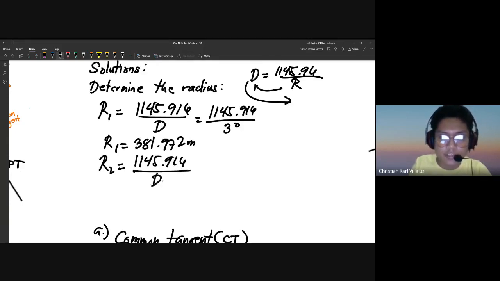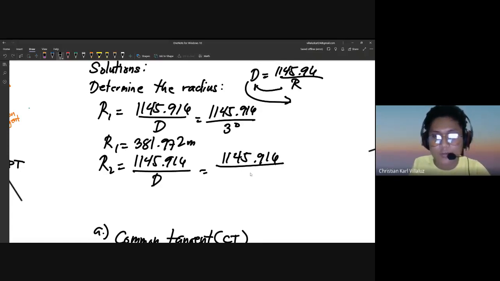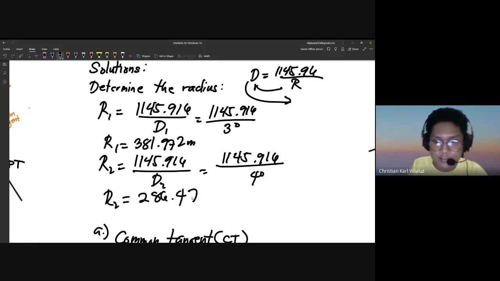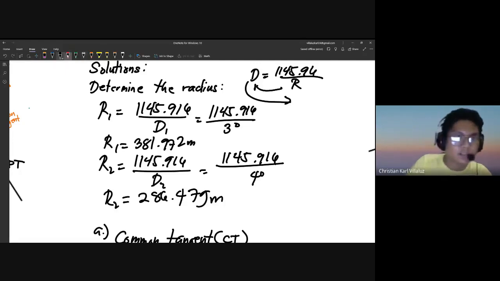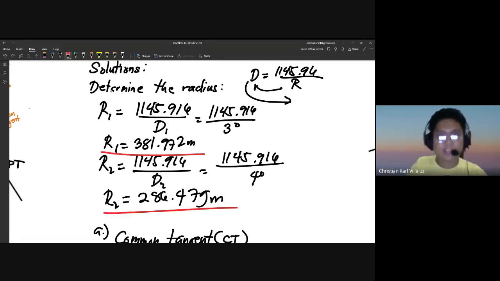R2 is 1145.916 over D equals to 1145.916 over 4. Kasi yung D2 natin is 4 degrees. So the second radius is 286.479 meters. So base sa nahanap nating radius, mas mahaba yung first curve kasi yung radius niya 381.972 compared to the radius 2. So from that, we can draw the figure.